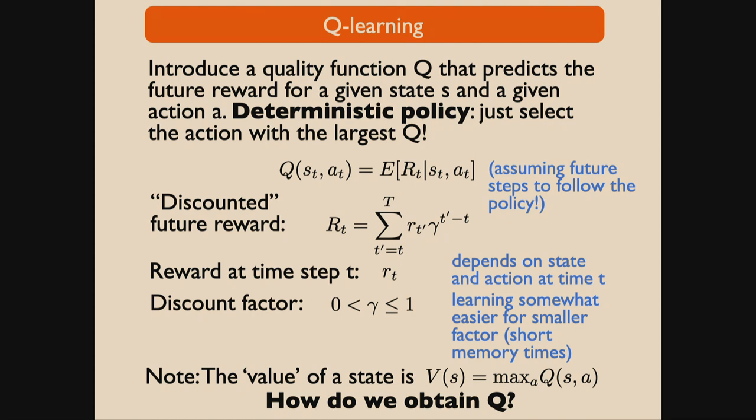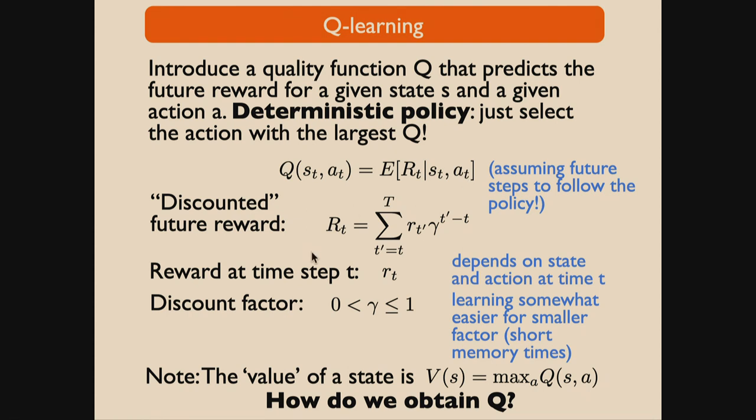So I told you in words what the quality function is, but what it really means is the quality function for a given state and a given action is the expectation value of the future return R, given the state and given that I now take this action. And to be more precise, we assume that all the future steps just follow the current policy. So the Q function is policy dependent. If I do stupid things, the Q function has lower values and so on.